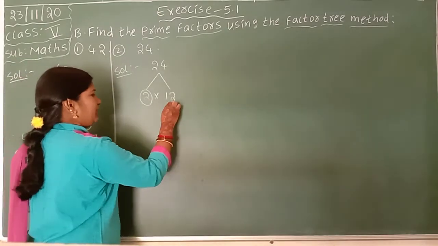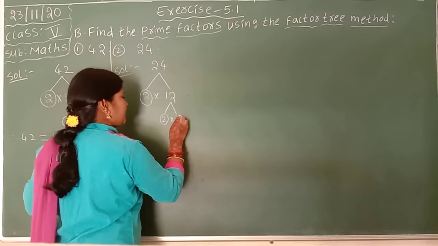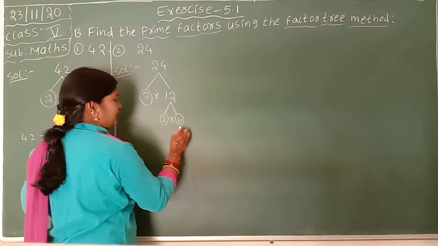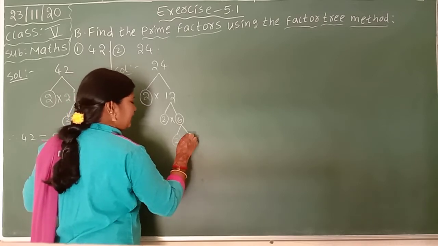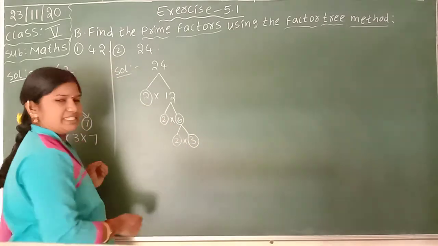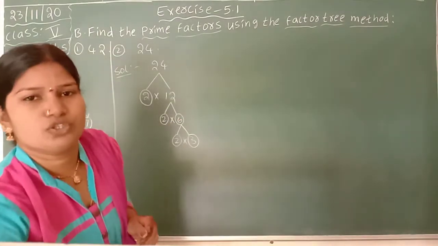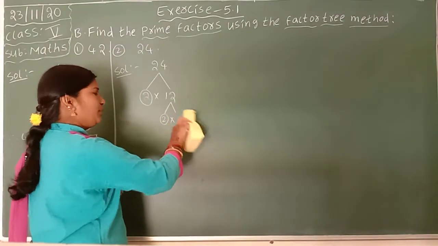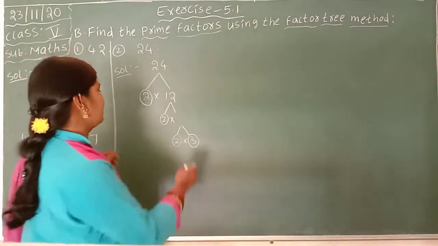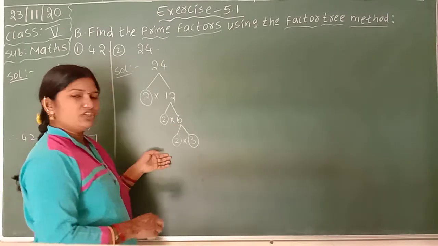Again you multiply with 2. That is 2 into 6. 2 sixes are 12. Again 2 into 3, 2 threes are 6. 6 is not a prime number, so no need to circle the 6. You should circle only the prime numbers. 2 is a prime number.